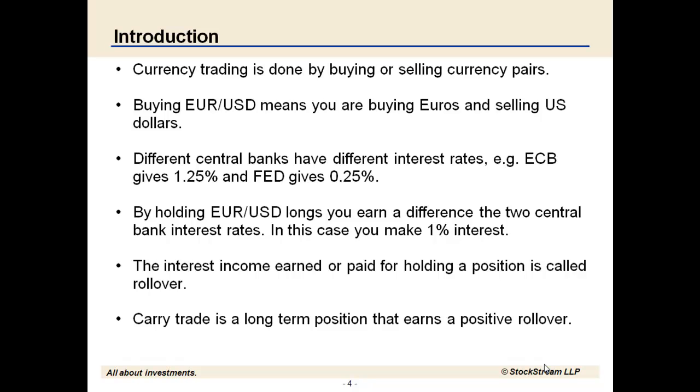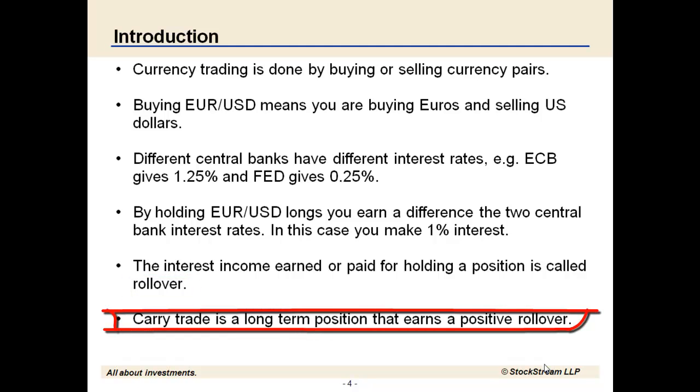This interest income can be significant in Forex markets due to the leveraged nature of the trades. Going back to our Euro USD long example, if the ECB is giving a 1.25% interest for holding euros, and the Fed is giving a 0.25% interest for holding the USD, you make a net interest income of 1%. This interest income is called the rollover amount and is credited at the end of every trading session in your trading account. A position that earns a positive rollover is called a carry trade.